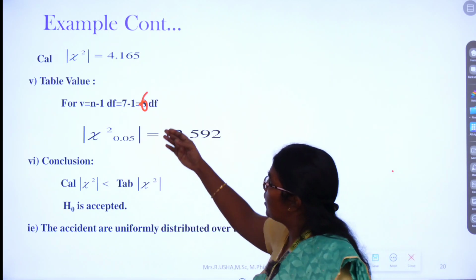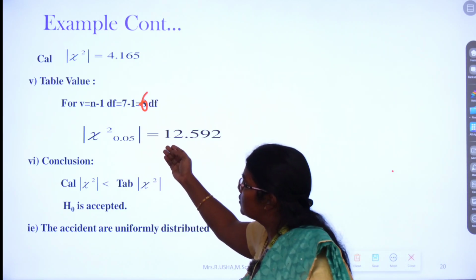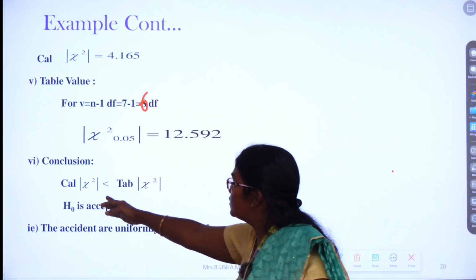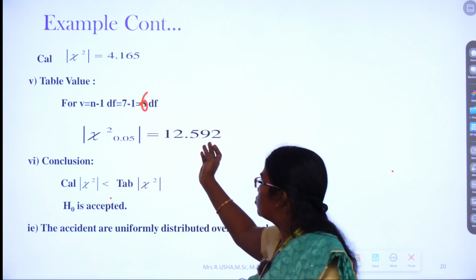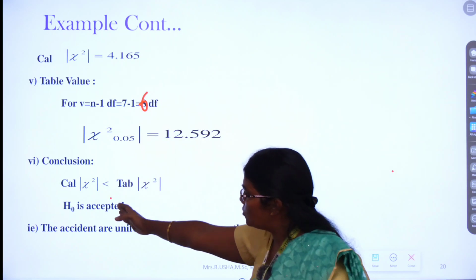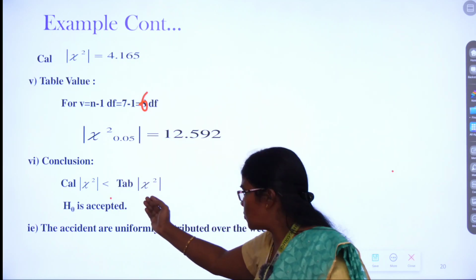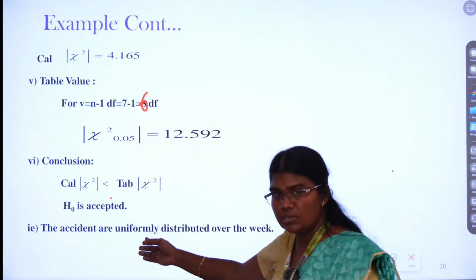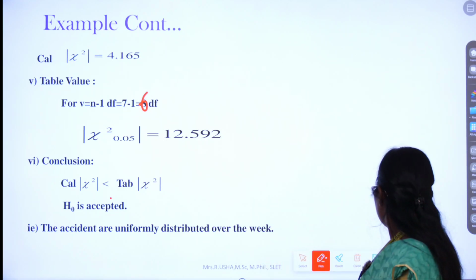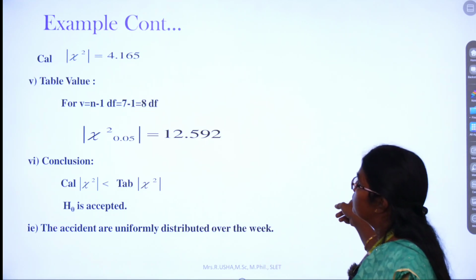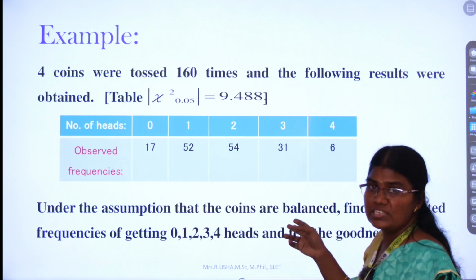And the conclusion, comparing the calculated value and the table value. Here calculated chi-square is 4.165 and table chi-square is 12.592. So calculated chi-square is less than table chi-square. Therefore, we accept H0, that is, the accidents are uniformly distributed over the week. So we are moving to the next problem.